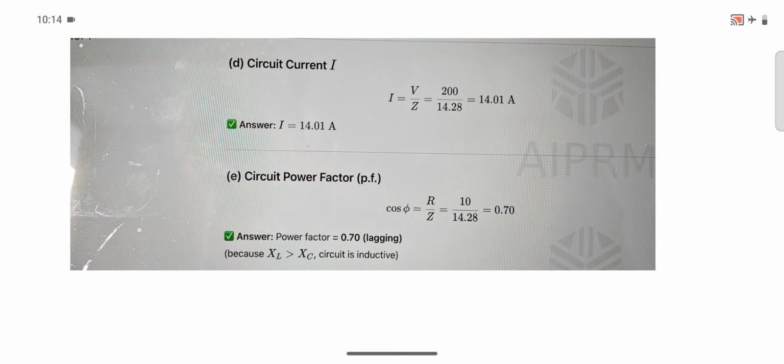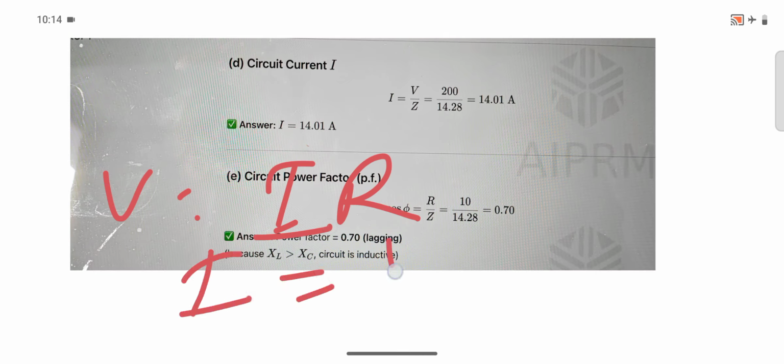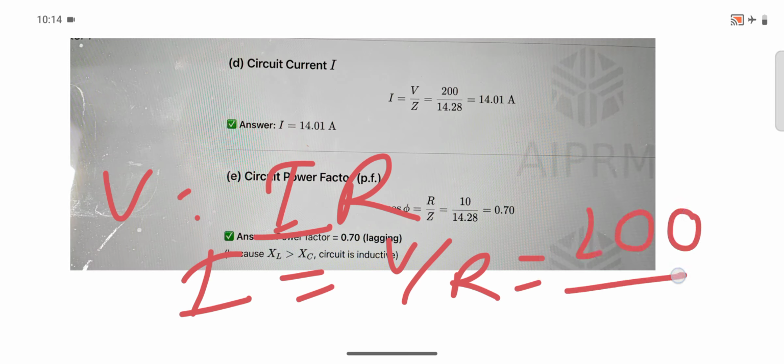Okay. Now circuit current we can calculate. For this, simply we know that V is equal to IR, where R is resistance. Here we can apply this formula: I is equal to V by Z. Impedance we already calculated. So when we apply, voltage is given 200 and Z is 14.28, then circuit current will be this one.